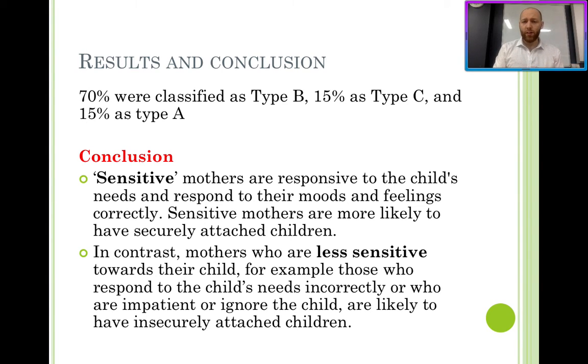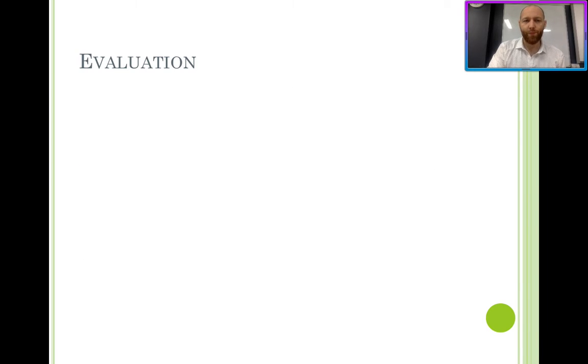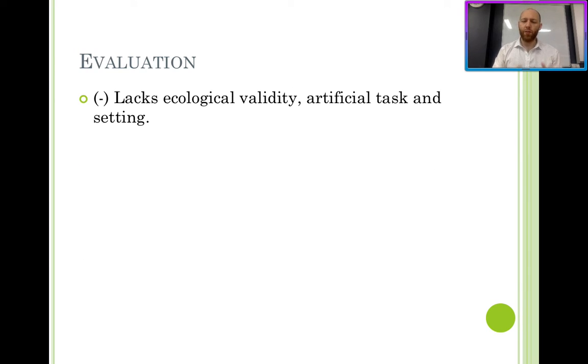The anxious avoidant types, they had a much looser attachment to their mother. And we'll see how this is characterised later in life when we look at the continuity hypothesis from these different attachment types. So evaluation of the study.